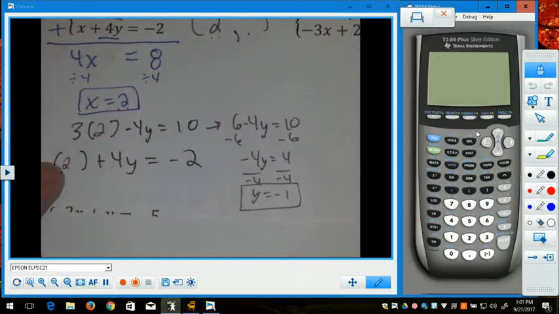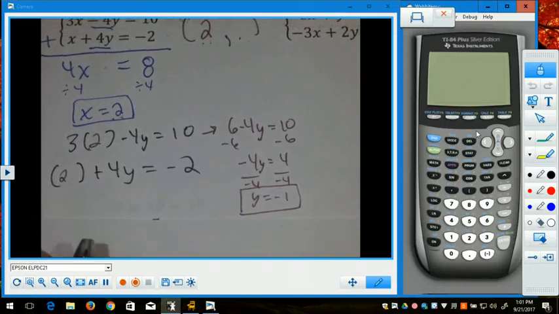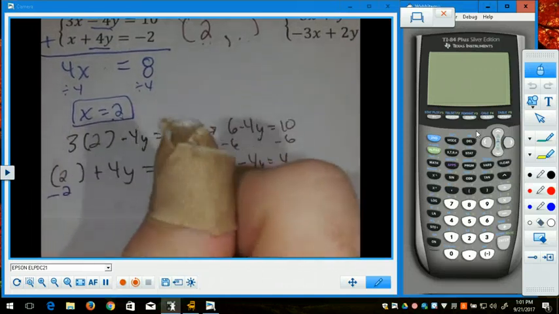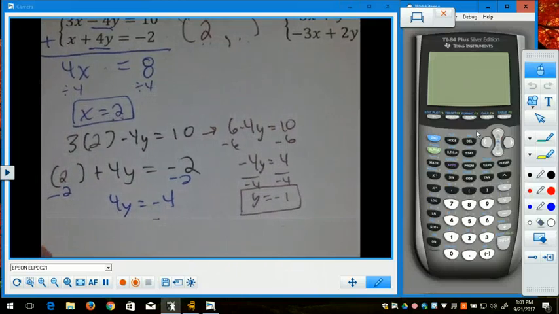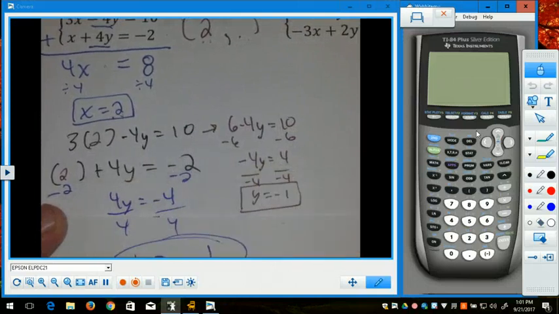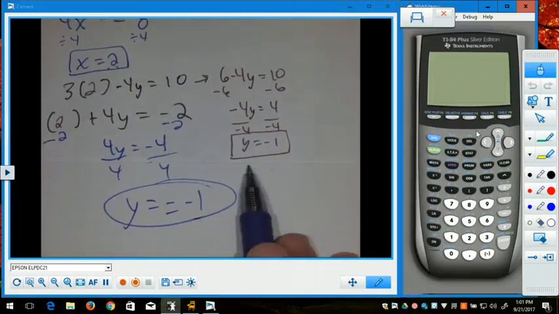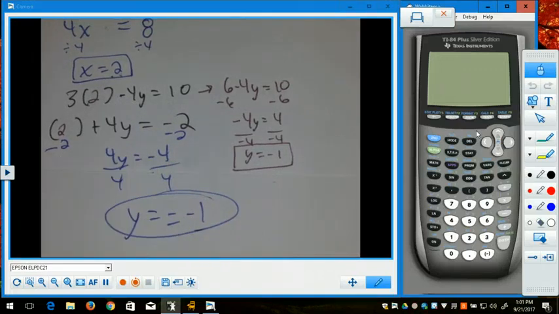Now I'm going to do the same thing on the other side of the equation. This is already simplified. To get y by itself, I'm going to subtract 2 from both sides. That makes this 4y equals negative 4. When I divide both sides by 4, I once again get y equals negative 1. So I know that when x is 2, y is -1 for both of these.